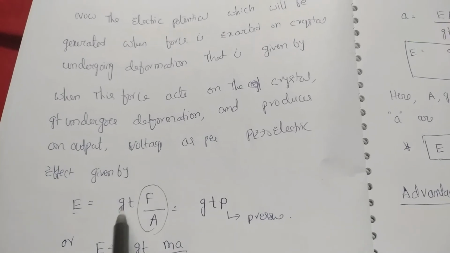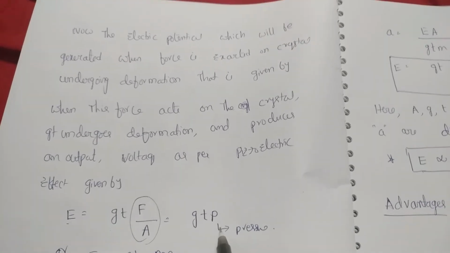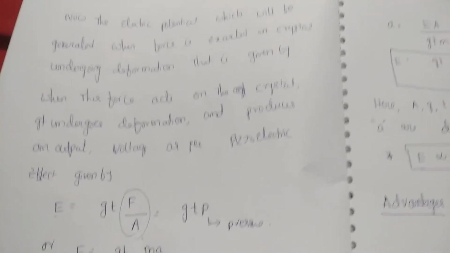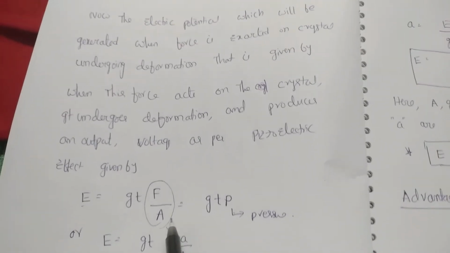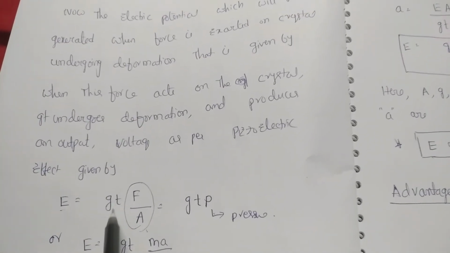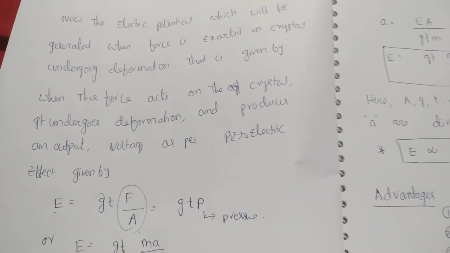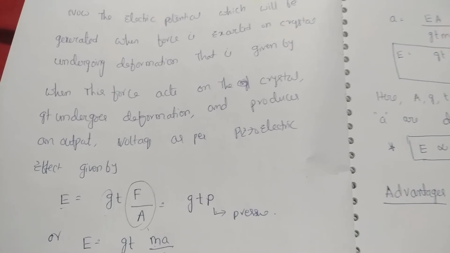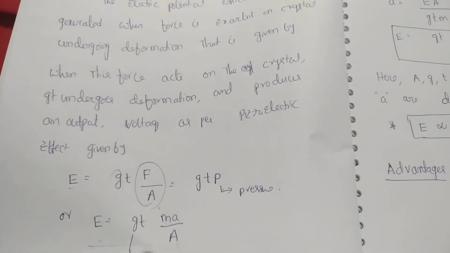It depends on g t F by A. Simply we can call it g t P, where P is pressure, which is force by area of the crystal. So we can write it like this: E equals g t into F, which is nothing but m a, by capital A. Where g is the crystal sensitivity, that is, the voltage sensitivity of the crystal. t is the thickness of the crystal, m is the mass, small a is the acceleration, and capital A is the area of the crystal. Okay, so this is the equation.